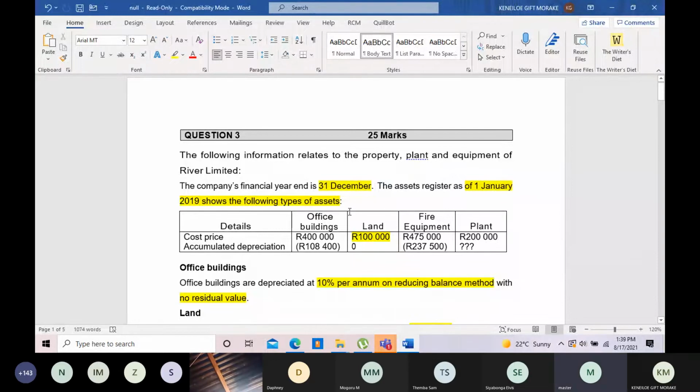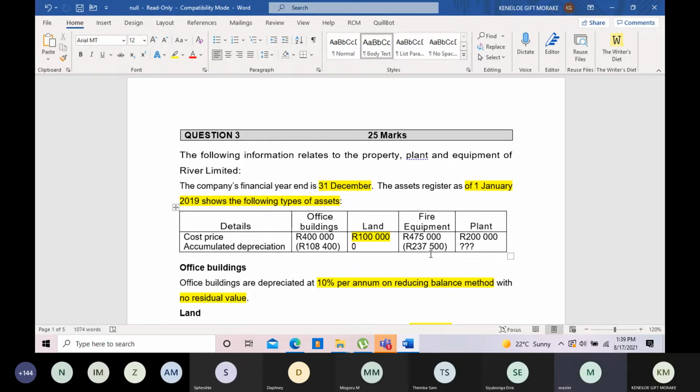We have this accumulated depreciation for fire equipment, which is 237,500. This one will determine the period for this fire equipment. It has been in this company, and the accumulated depreciation will tell us how long it has been here. This accumulated depreciation of 237,500 is going to tell us how long this asset has existed in this company.